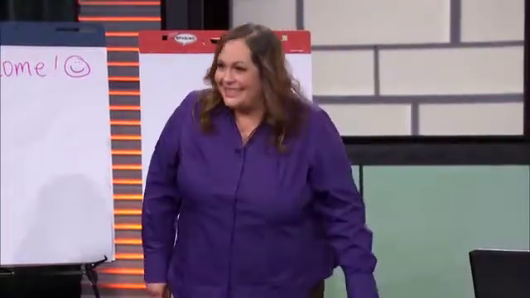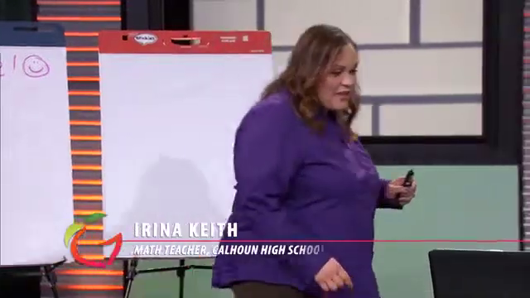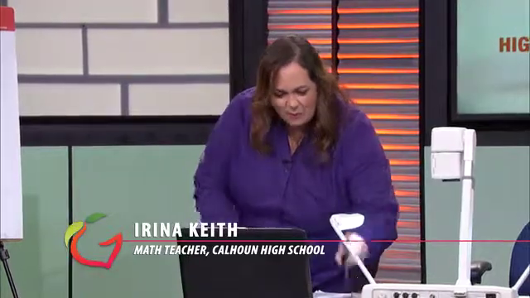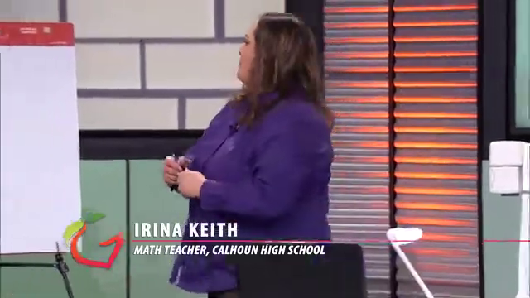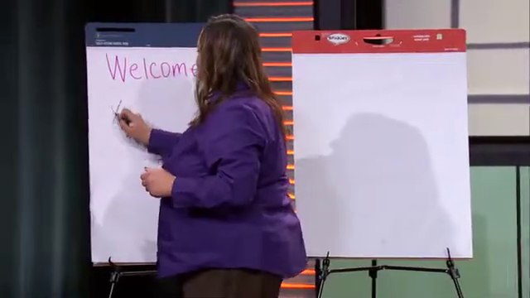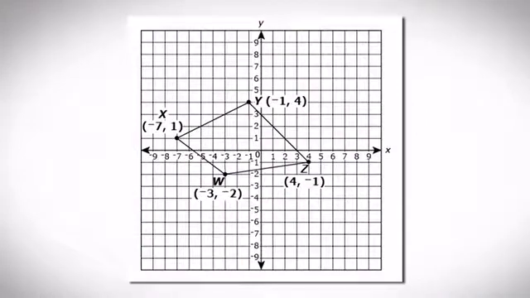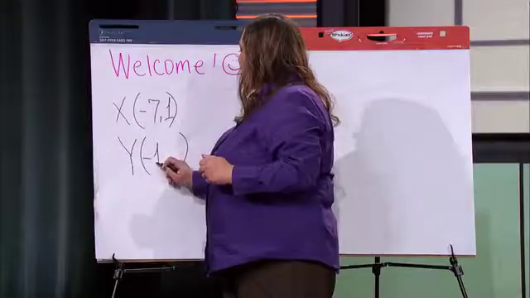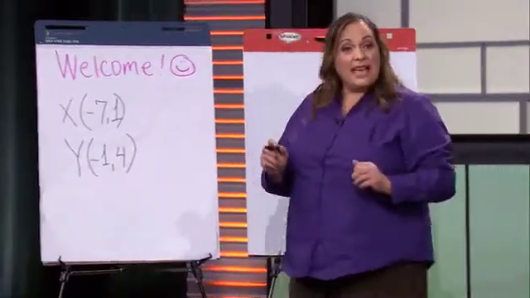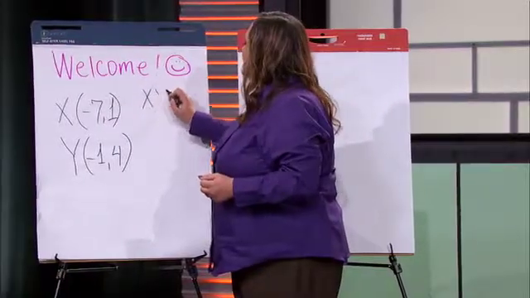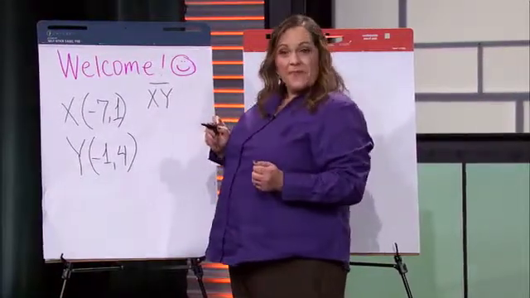I have one more question. On the same figure, we're going to look at just point X and point Y. So what were the coordinates of point X? Negative 7, 1. And Y? Negative 1, 4.